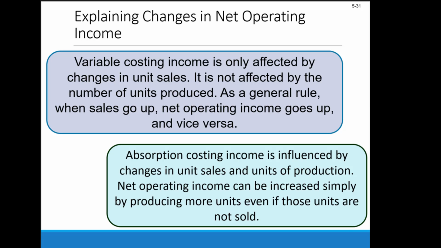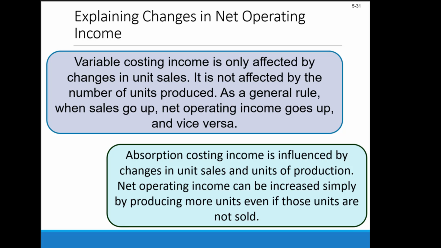The variable costing income, we also note, is only affected by changes in unit sales, not by the number of units produced, because again, it's expensing all that fixed overhead in the period in which it's incurred. So as a general rule, if sales go up, net income goes up, and vice versa.